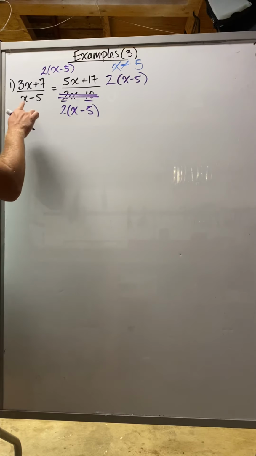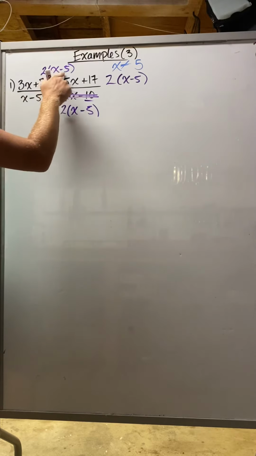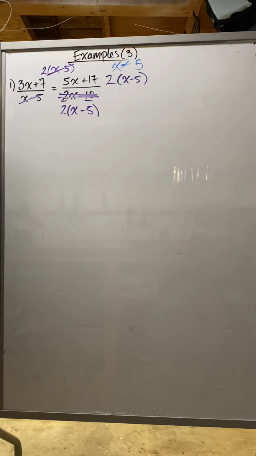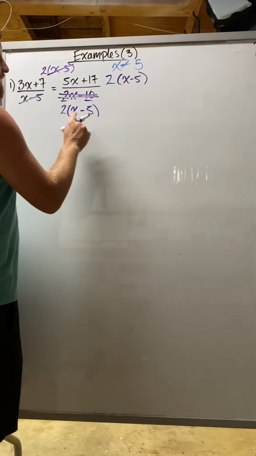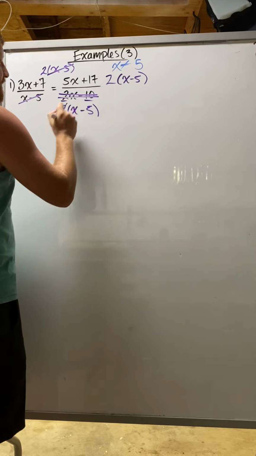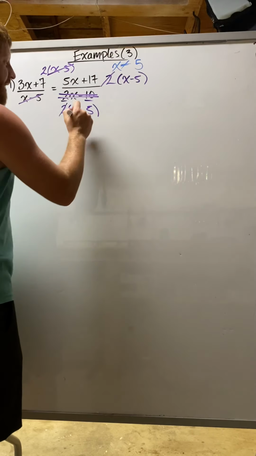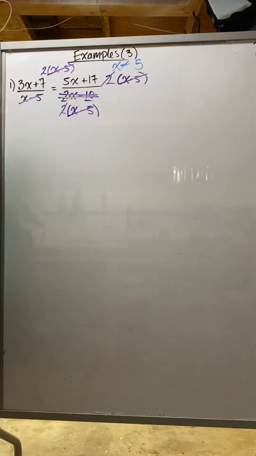So check this out. Here's an x minus 5, and here's an x minus 5. These x minus 5s cancel out. Okay? Here's a 2, there's a 2. One in top, one in bottom. Those 2s will cancel out. Here's an x minus 5, and there's an x minus 5. Those will cancel out. All right, so that was essentially step 2.